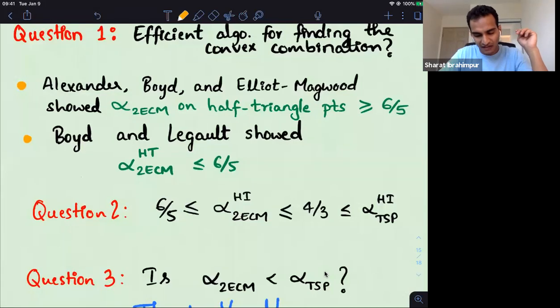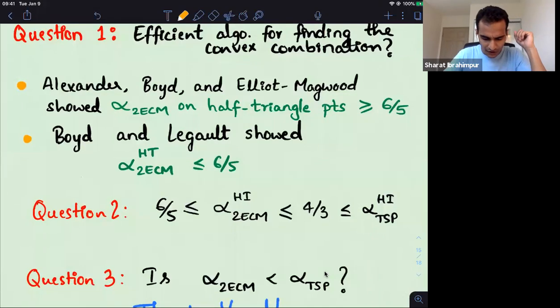What these half triangle points are: they are a subclass of half integer points with the further restriction that if you look at all the half edges in this solution, then they form vertex disjoint triangles. That's what half triangle points are. So what these authors did is they gave an infinite family of instances where the integrality gap of 2ECM is at least 6/5.